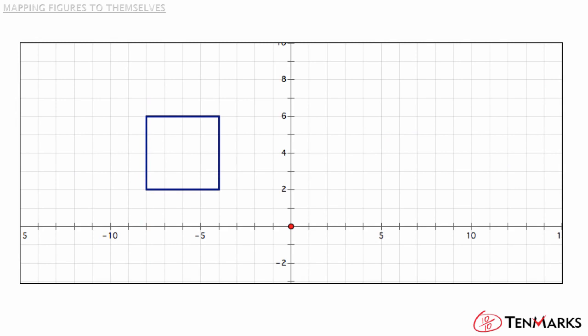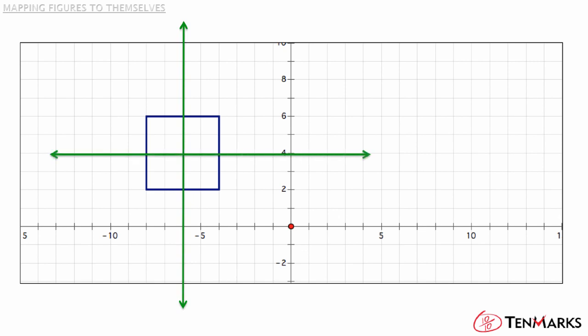Notice this square can map to itself in a number of ways. A reflection over this line would map it to itself because it's a line of symmetry, as well as this line. The square has lines of symmetry across the diagonals as well. So reflections along these lines would map the figure to itself. This figure has 4 lines of reflectional symmetry.